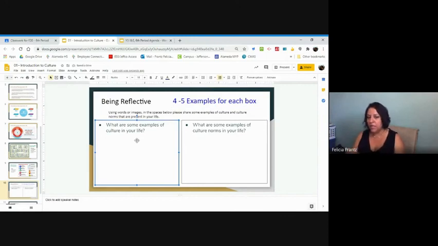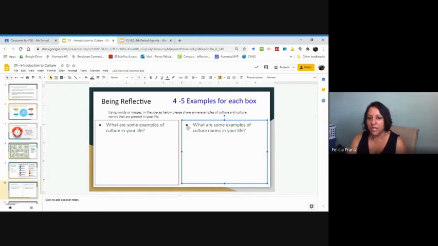This could be your home culture, you and your family unit or whoever you live with. It could be another culture that you belong to, maybe your larger family, or if you belong to a sports team, what are some examples of culture within your sports team. And then, what are some examples of cultural norms in your life? If you are talking about your family, maybe you're talking about your home, the way that you dress, the way that you talk to certain people, the way that you interact with people.